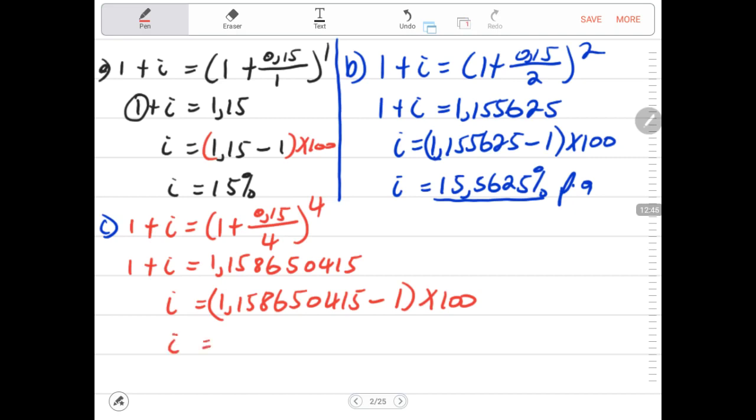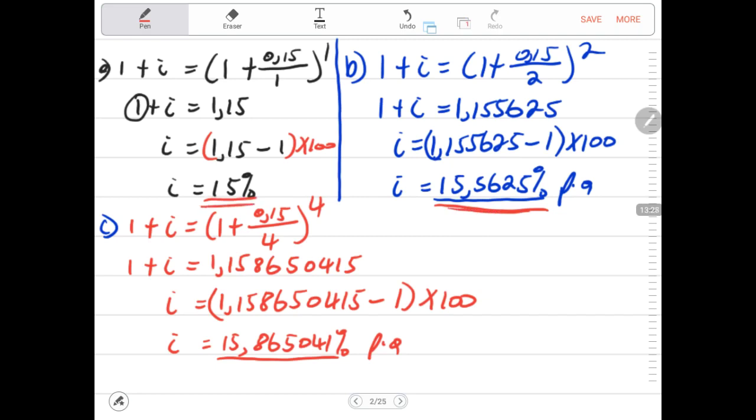Then after our I, now that there's an answer on your calculator screen, don't clear, just say minus 1, because this is what you have on the screen. It saves you time from rewriting everything. After I say minus 1, then I'll say times by 100, minus 1 equals times by 100. Then you get 15.86 5041% per annum. And we can see that this 15.86 is greater than 15.56, and 15.56 is greater than 15%.